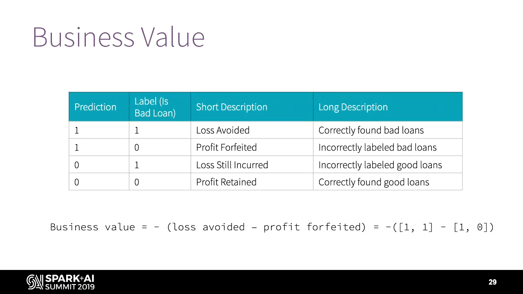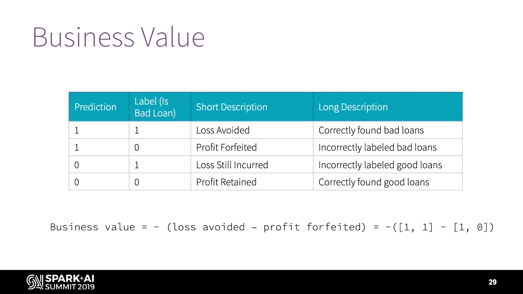And so what does that actually mean in the business context, right? We're talking about loans here. So if we're predicting a 1 and the label is 1, that means we've avoided loss, right? That's good, our prediction's right. If we've predicted 1 and the label is 0, that means we've forfeited profit that we could have had if we had an accurate prediction. Again, if the prediction is 0 and the label is 1, that means we're incurring a loss from that loan.